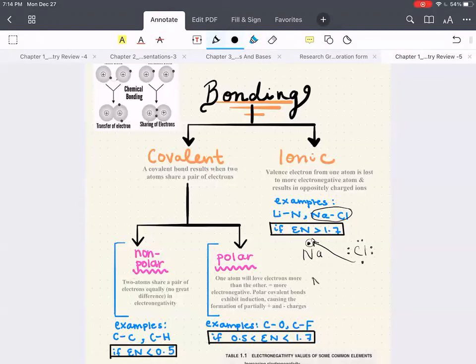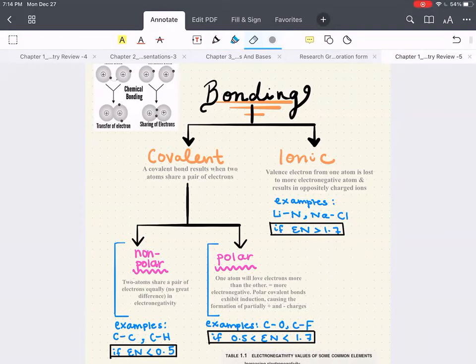And then what you get as a consequence of that is now sodium has lost an electron, so it has a positive formal charge, and chlorine has gained an electron, and so it has a negative charge associated with it. So ionic bonding occurs when one atom steals the electron from another, and as a consequence, you get these oppositely charged ions. Now there's a more rigid definition for ionic bonding, and we're going to get to that in a little bit.